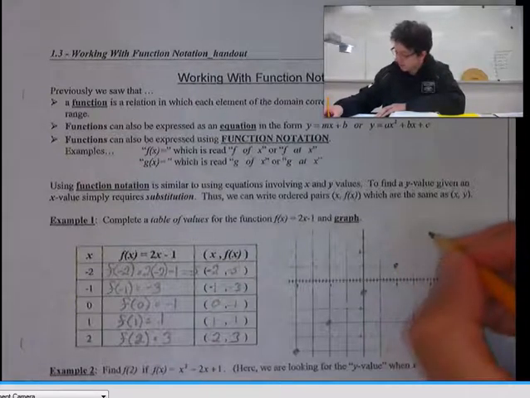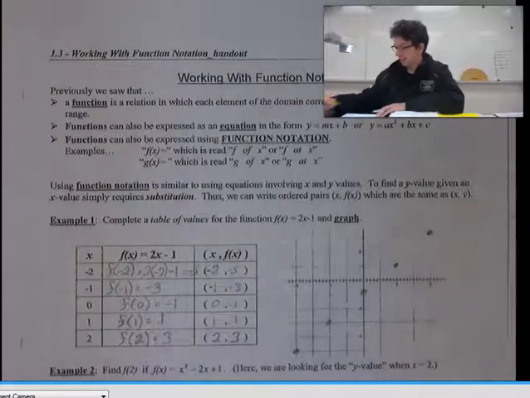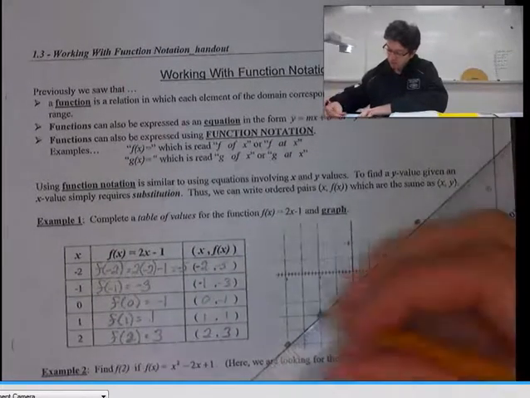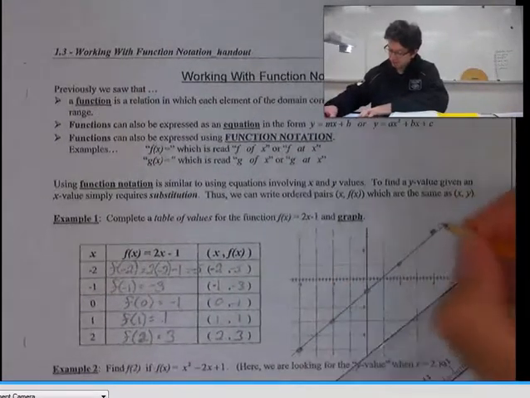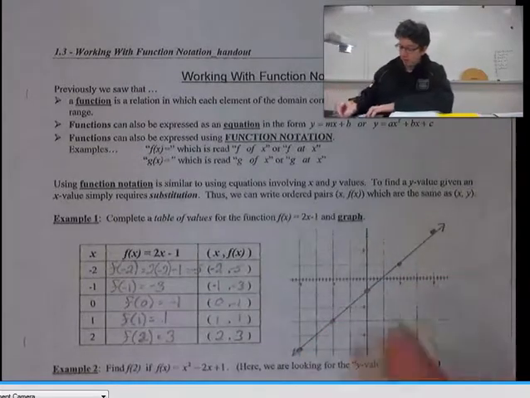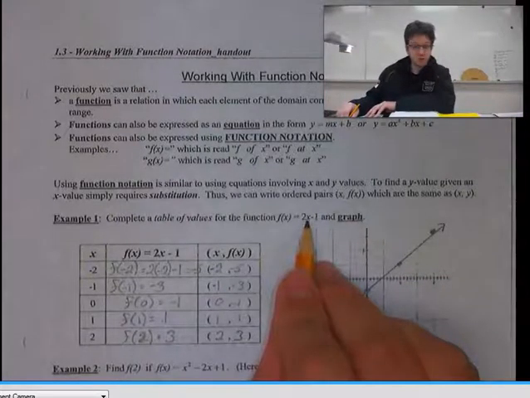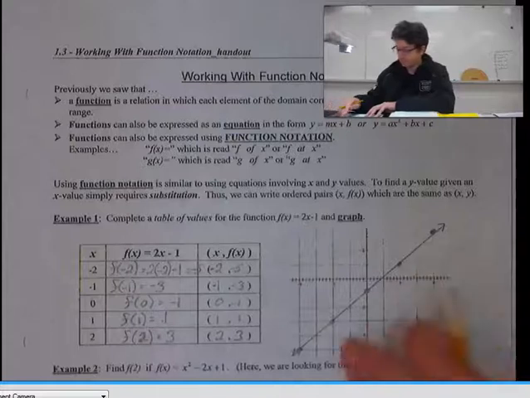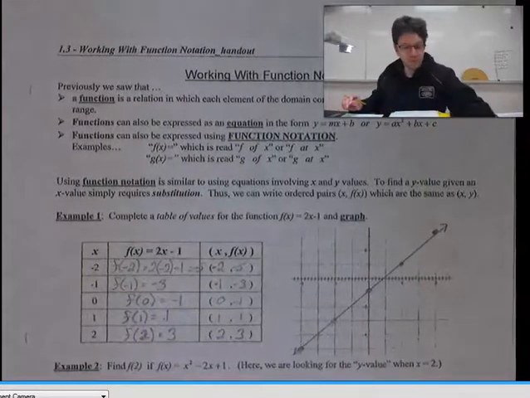It's kind of hard to see there. And then connect them. You probably could tell this was a linear equation, based on the fact that it's degree 1, meaning the highest exponent for our x variable is 1. Okay, so let me just pause there.